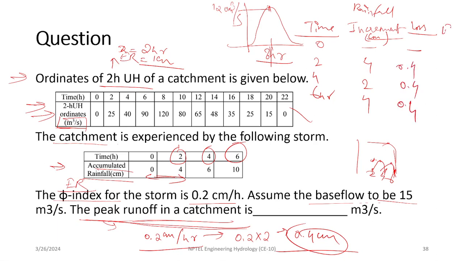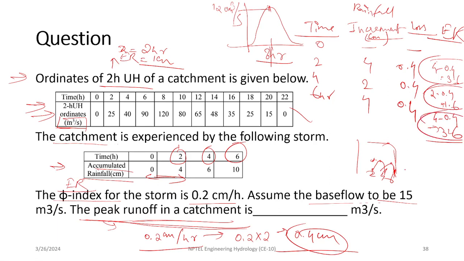Now what will be the effective rainfall? ER will be rainfall minus loss into the time. So 4 minus 0.4, it will be 3.6. Then 2 minus 0.4, it will be 1.6. And then 4 minus 0.4, it will be 3.6. We don't need to add this, because we only need an idea of effective rainfall, how much it is occurring.